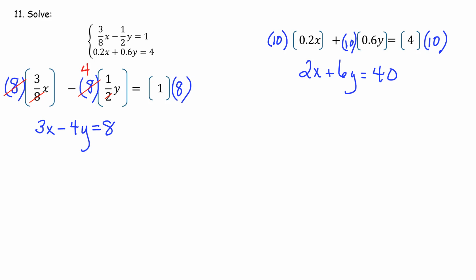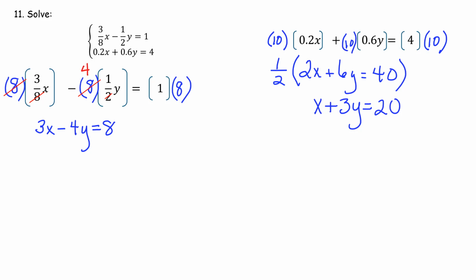Now, I noticed right away that this equation has a factor of 2. Every number in it is even. And just to make this even more simple, I'm going to divide everything by 2. In other words, I'm going to multiply everything by 1/2. So x plus 3y equals 20. And that's not a step you would have to do, but it just makes things simpler if that happens to be the case where you have everything even.